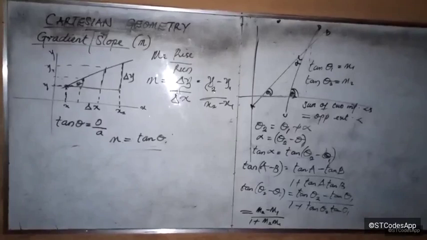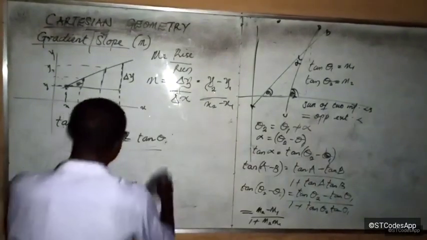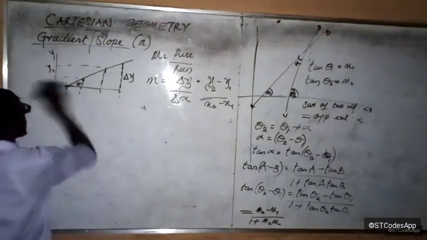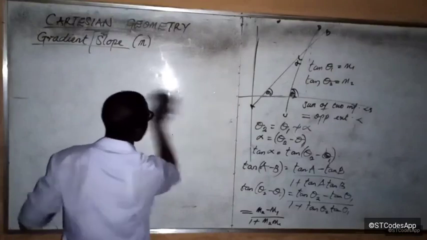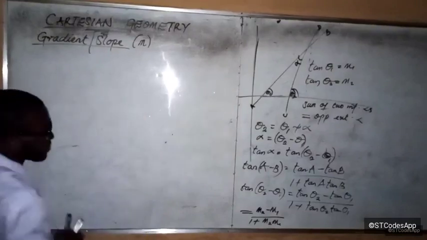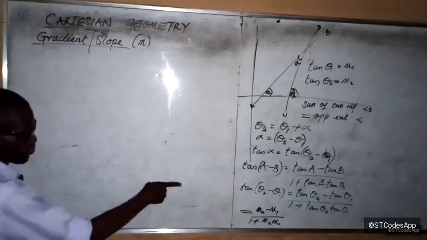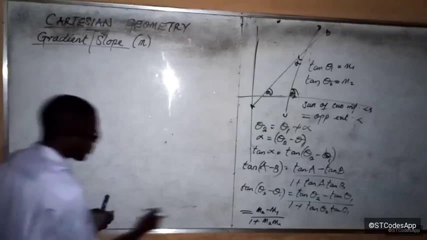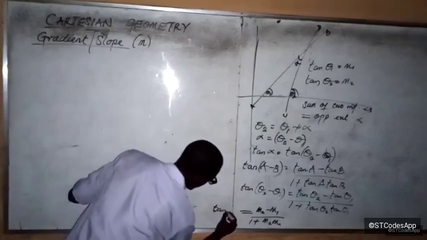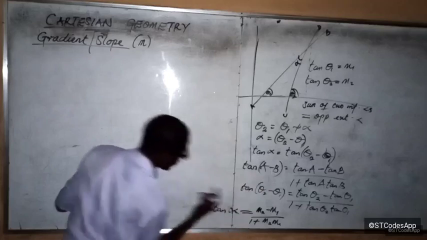So just before we talk about parallelism and perpendicularity, from here we should now understand them. With this equation, we can find the angle between two lines. So if we are given the equation of two lines, for example, we can use that equation, find the gradients, and use them to find the angle, tan alpha, which is the angle between those two lines.